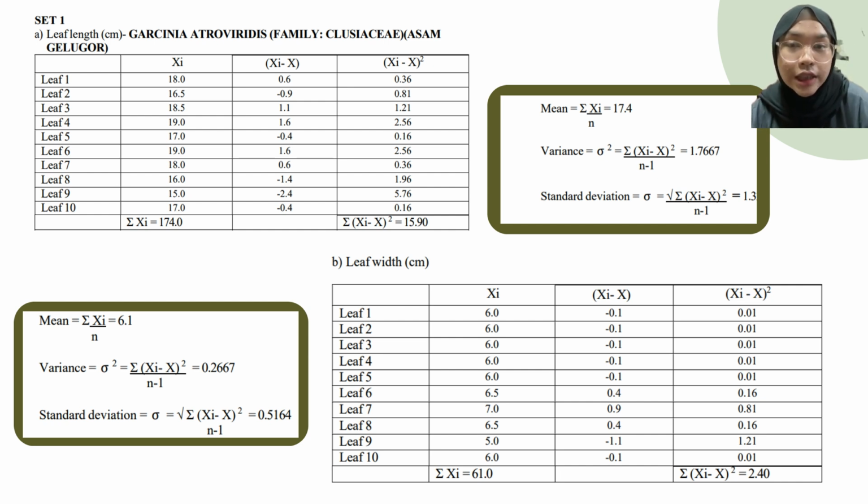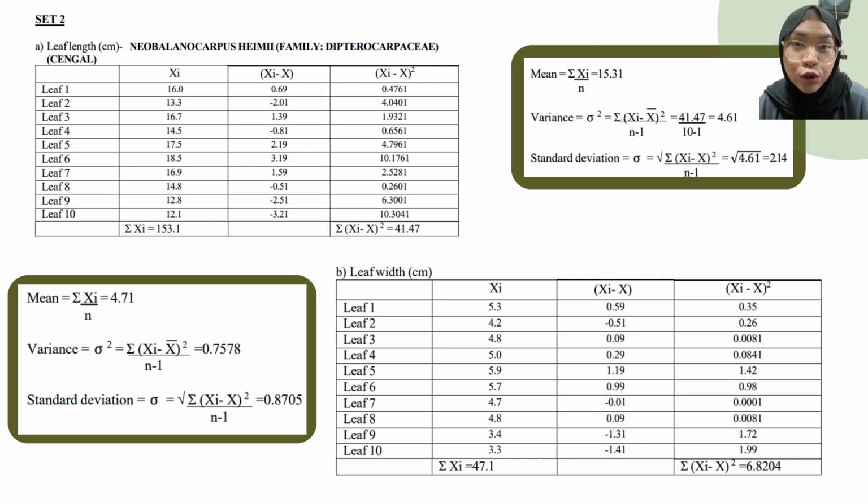Okay, next for Set 1B, which is the leaf width from the same species. The mean width was 6.1 cm, the highest among all the sets. The variance was 0.27 and the standard deviation was 0.52 cm. This means the leaf widths in Set 1B were very uniform and close to the average.